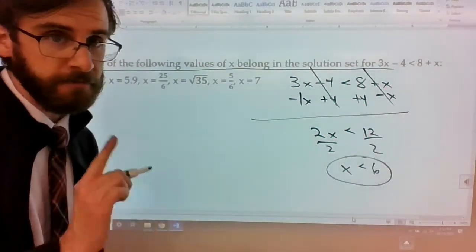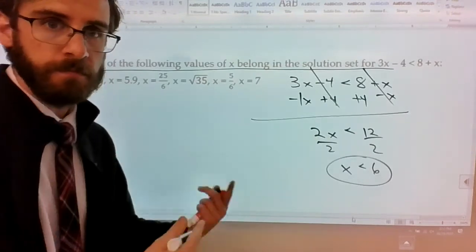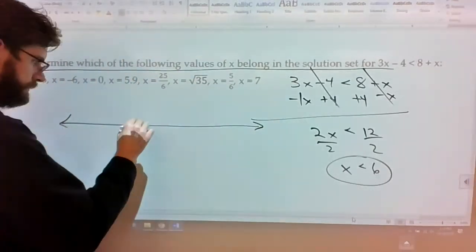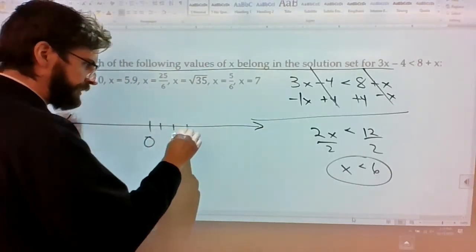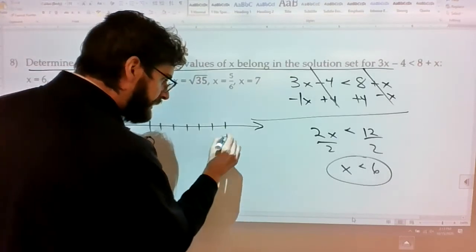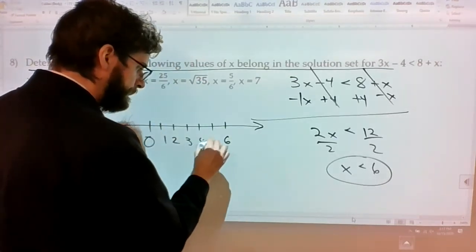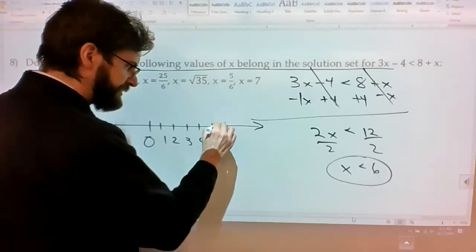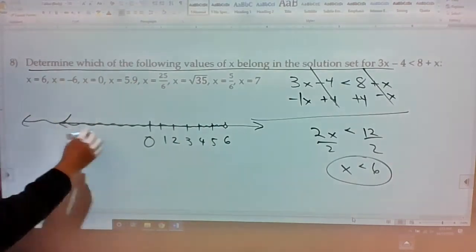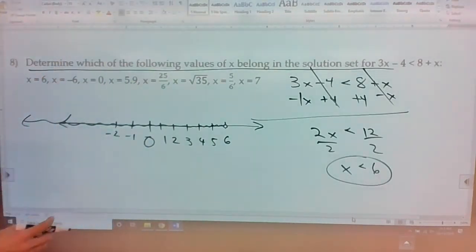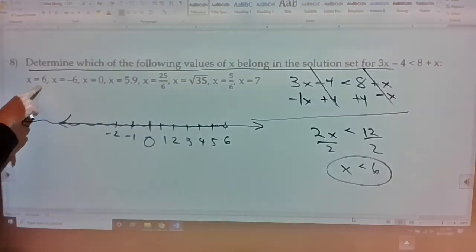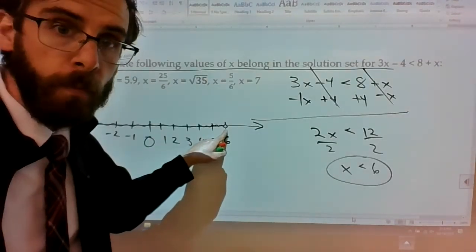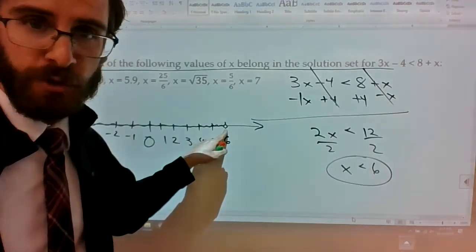Now, we didn't answer the question. We just figured out what x was when you get x by itself. So check out this number line. 1, 2, 3, 4, 5. Everything up to 6 is a solution. So the graph looks like this. There's an open circle at 6. Everybody left of that should be in the solution set. So, would x equals 6 be in the solution set? No. X equals 6 is not in the solution set.